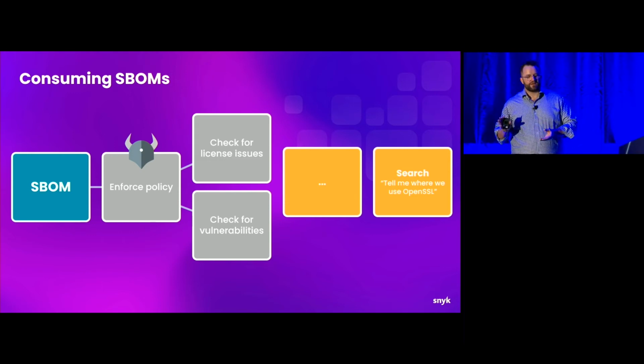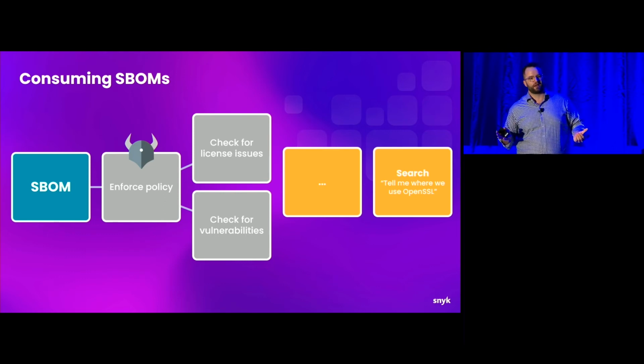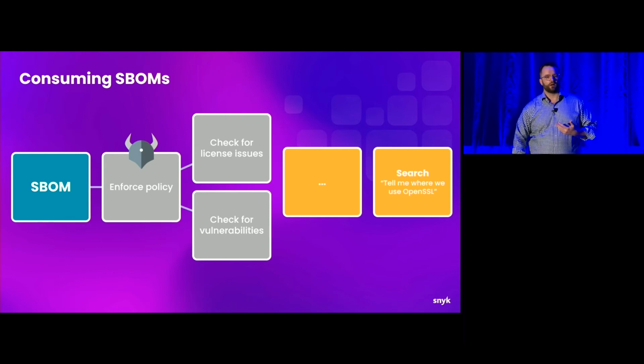But then ultimately, at the end of the day, what we want to know is, can we search based on that? Can I know where am I using OpenSSL across all of my applications and what versions? What does that mean from a compliance perspective and perhaps most importantly, from a security perspective? Can I know for sure that I've tracked down every version of my application that has included a vulnerable version of a particular dependency?